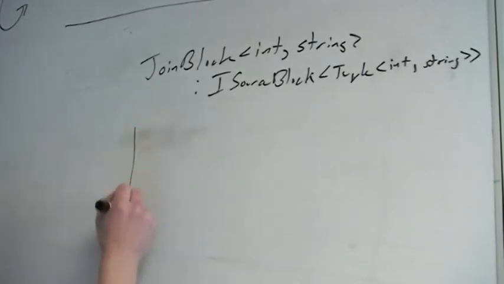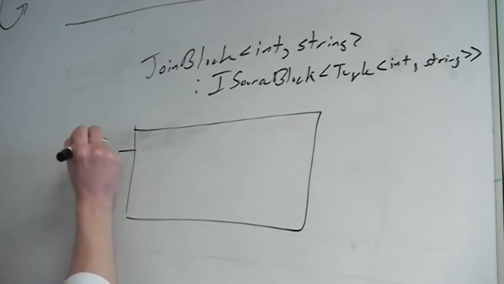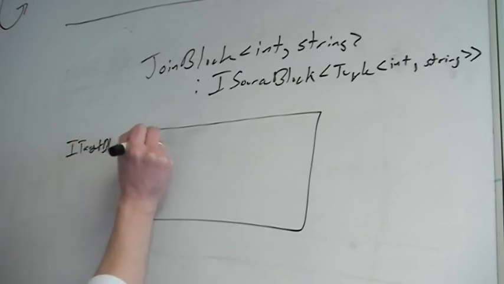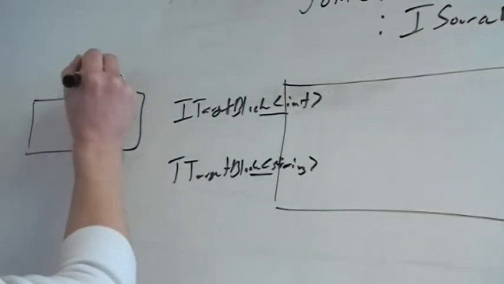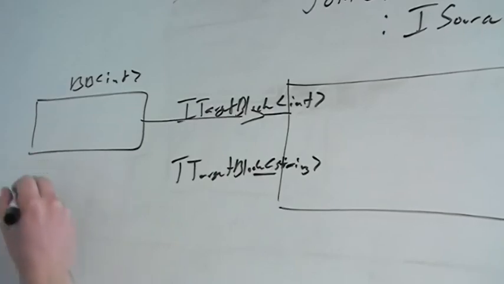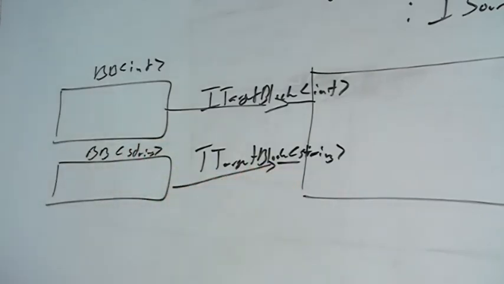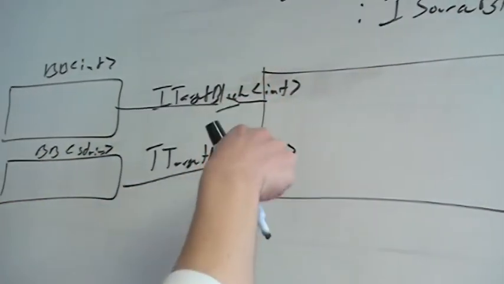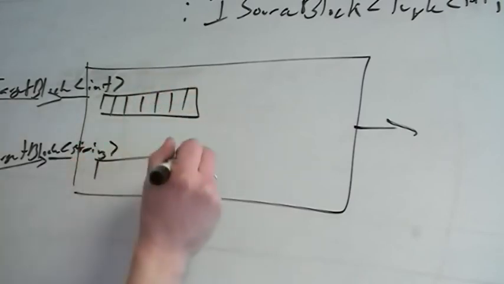Join block can be configured to either be in a greedy mode or a non-greedy mode. So it's a source block of tuple of int and string, and it exposes an ITargetBlock of int as a property, and an ITargetBlock of string. So I could have other blocks here. Let's say I had a buffer block of int, and it could be linked up to here, and I could have a broadcast block of string, and it could be linked up to here. And then this guy is just waiting for the right data to arrive on both pieces and sending out the tuples. Now, he can either have an unbounded buffer internally.